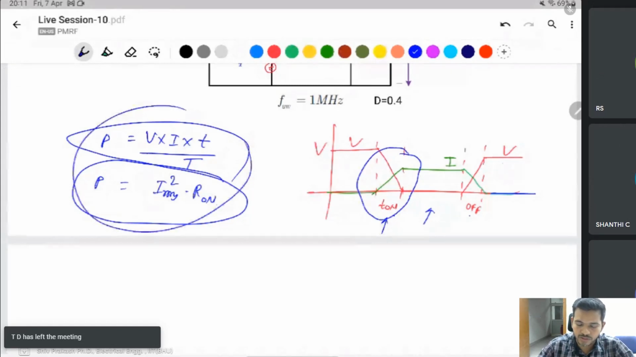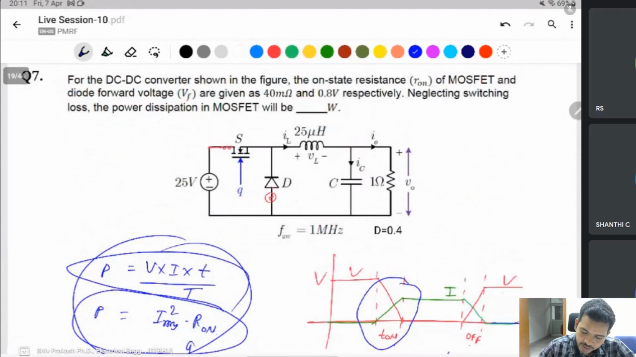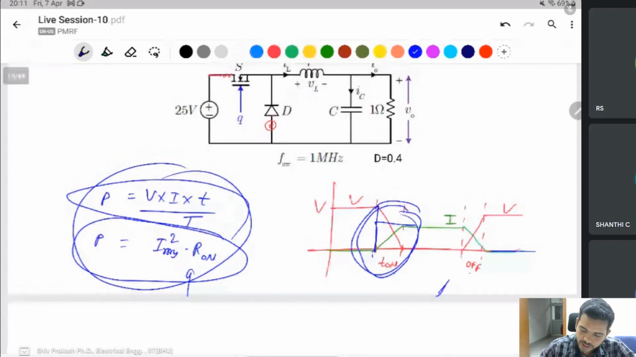Two types of losses occur in switches. This one is known as the switching loss, and this one is the conduction loss. Here it is given to neglect the switching loss. It means the switch turns off suddenly and turns on suddenly, like ideal cases. Since the switching loss is given as 0, neglect this one.